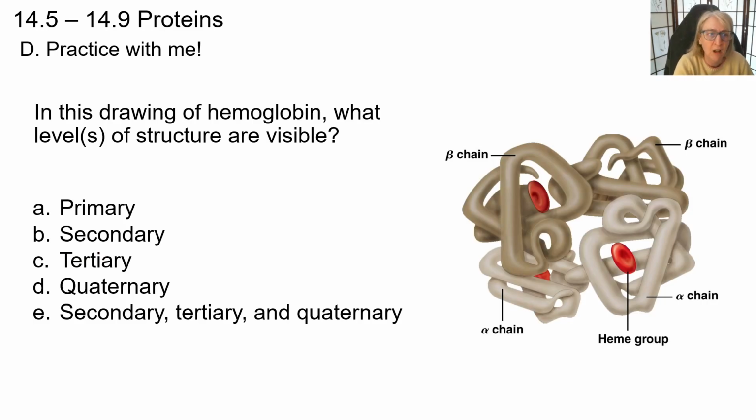This is hemoglobin. We just saw it. What levels of structure do you see? And I know there's an E here. I don't usually have E because a lot of the professional tests only have four options, but I want to give you more thinking space here. All right, I'm going forward. You can't see the primary. You would have to see the amino acids, but otherwise you can see everything else: the folding within each subunit, each polypeptide, the secondary, tertiary, and quaternary interactions between amino acids.